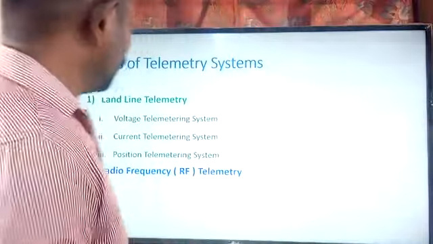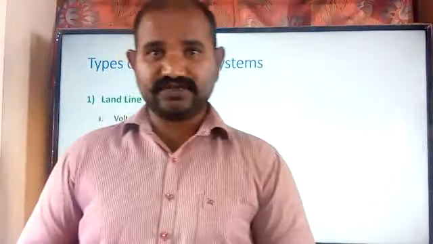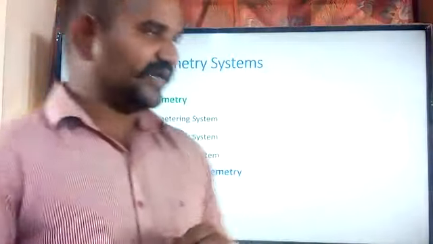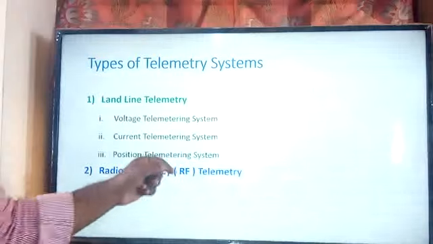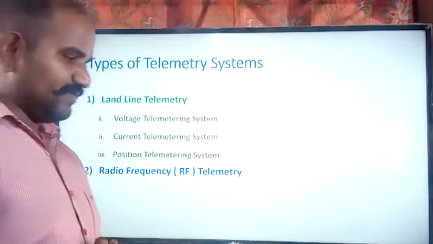The physical path may be any wired communication, like telephonic wire, or optical fiber, or simple power cables. We may use any kind of wired communication path between the transmitter and the receiver. And if we are not using wired communication but going with wireless communication, that telemetry system is called a radio frequency telemetry system.